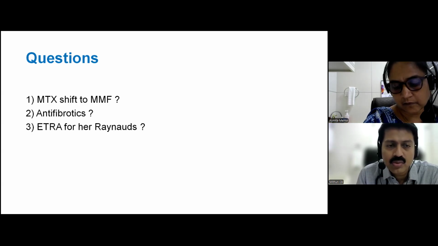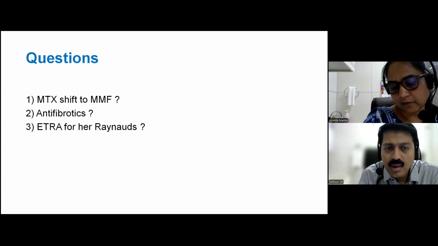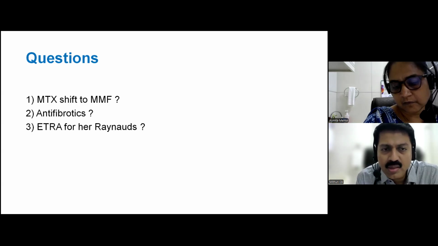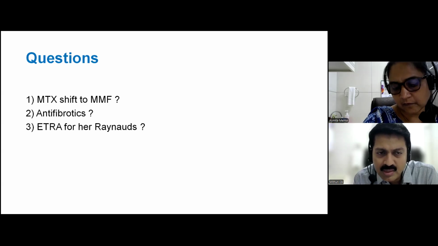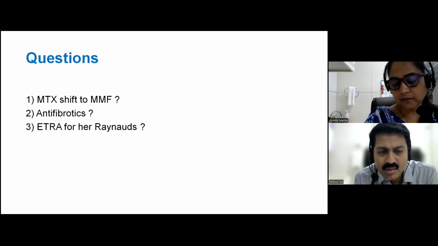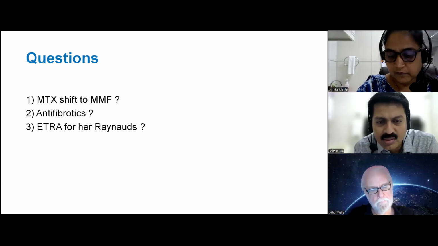But if it is a new onset ILD, you need to be a little aggressive. MMF is the first line depending upon her severity. If it's very severe, rapidly progressing ILD, definitely cyclophosphamide, but in this case, I don't think it's rapidly progressing. It's mild. Is it, sir? Is her function rapidly worsening?